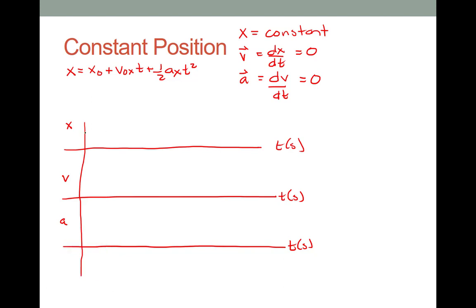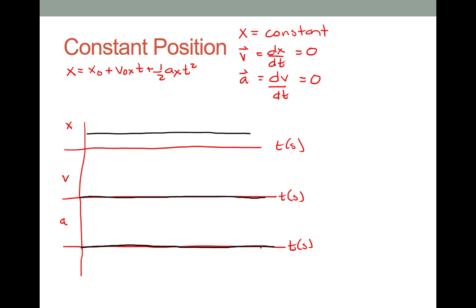So the position is constant. It might be positive, might be negative, but regardless, it's the same value everywhere. Velocity is constant, or velocity is constant and also 0, and acceleration is 0 as well. So this is a sample of the three graphs we would get for constant position.